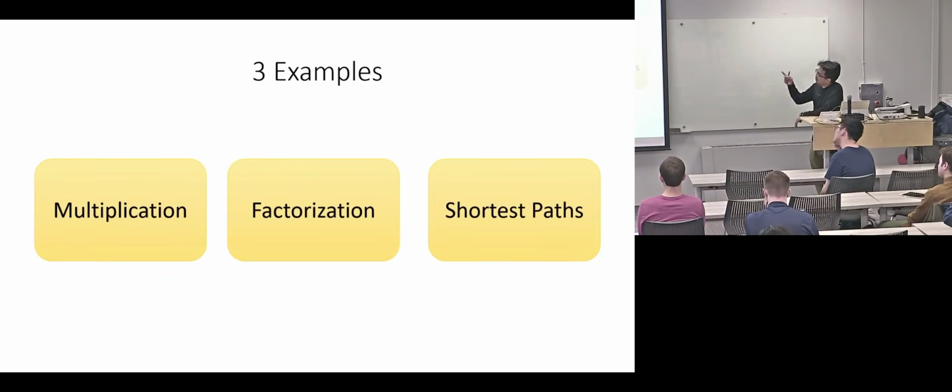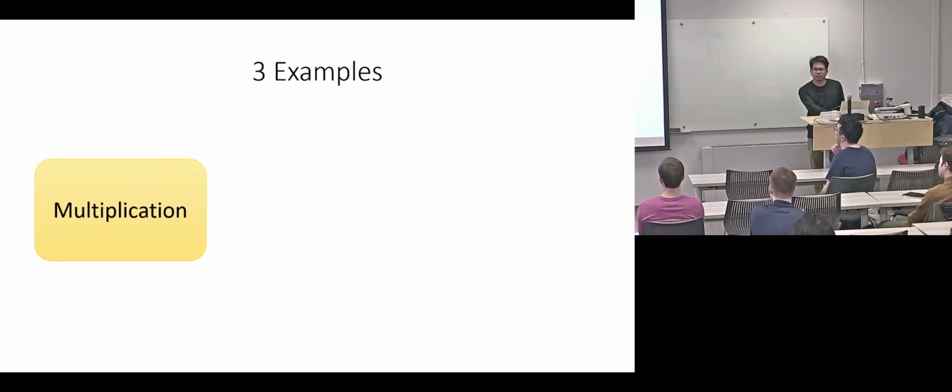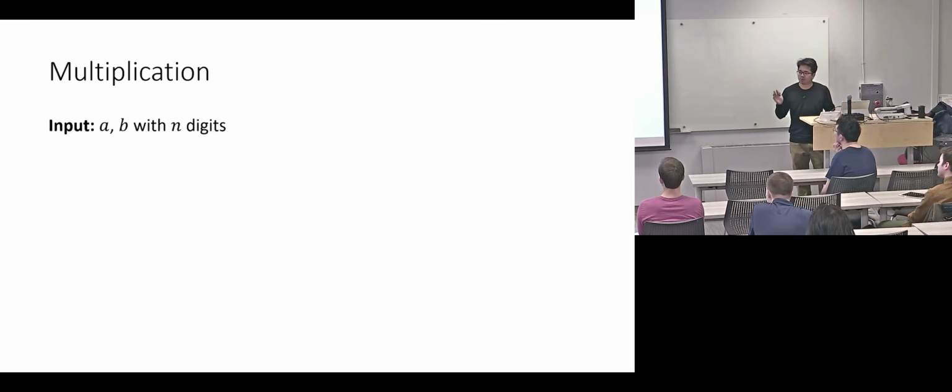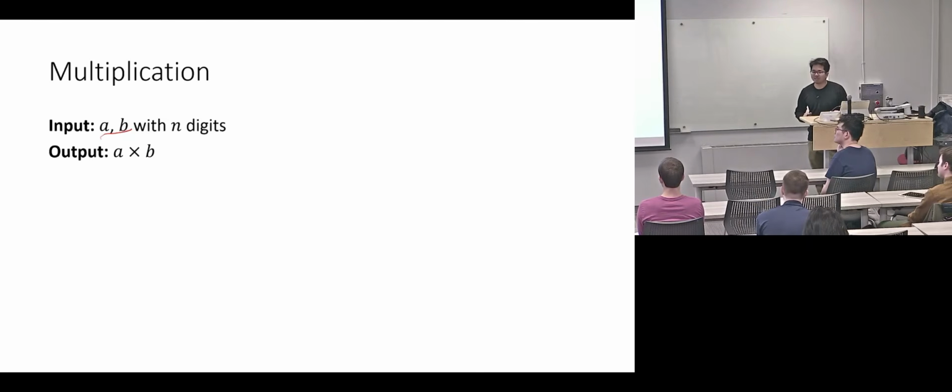I'm going to talk about 3 big examples, which are very basic questions: multiplication, factorization, and shortest path. The first problem we look at today is multiplication. The problem is a very simple computational problem. You have 2 numbers, A and B, and let's say they both have n digits. You just want to multiply them. And everyone learned how to do this in grade school.